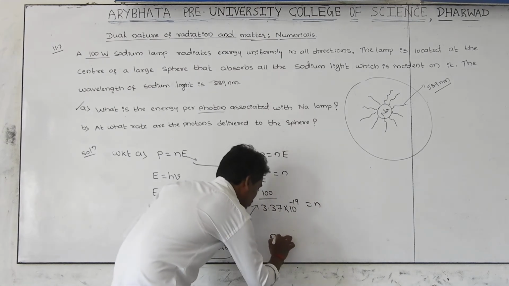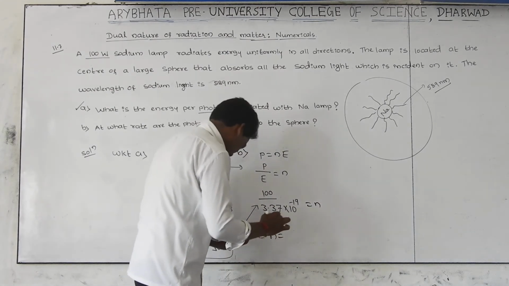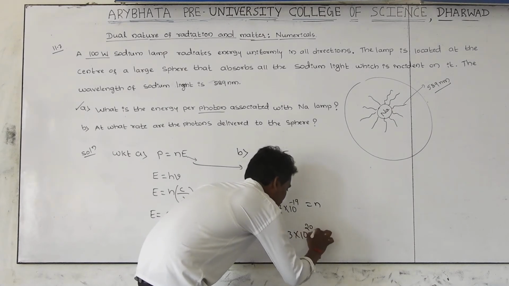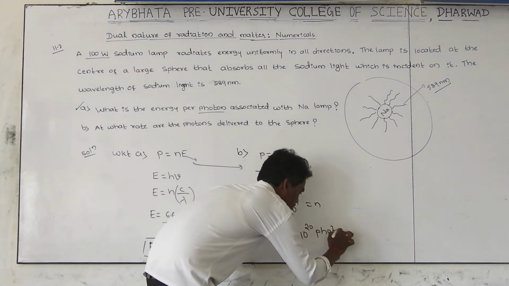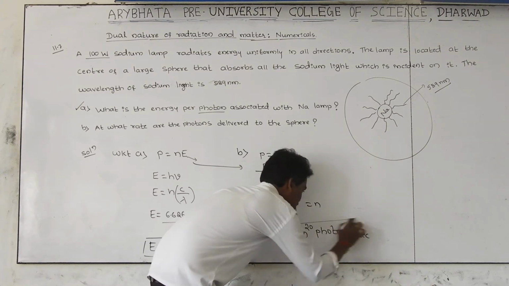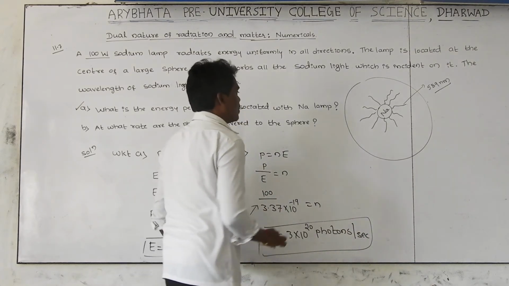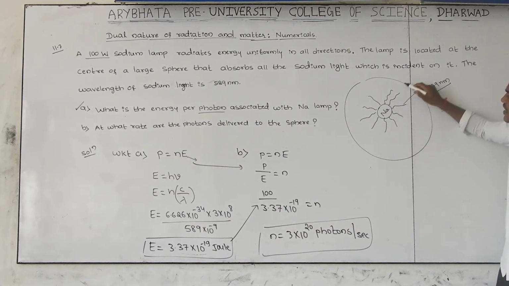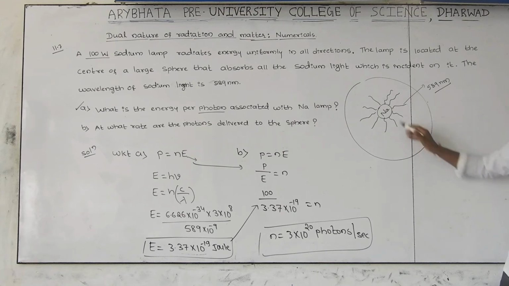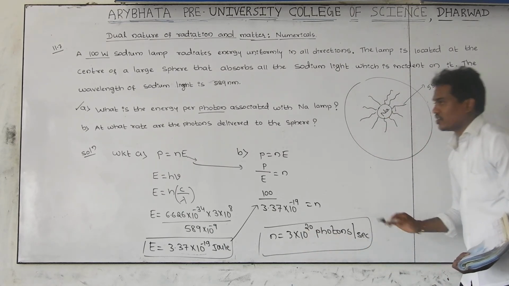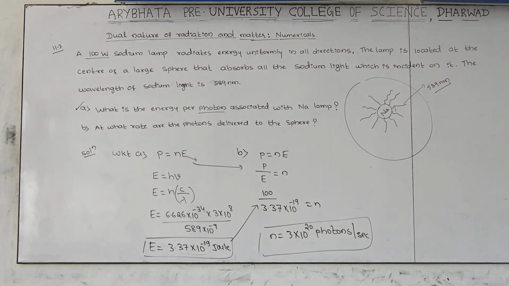Then N becomes 3 into 10 to the power 20 photons per second. This is the second one. It means that the total number of photons emitted by the sodium lamp is 3 into 10 to the power of 20 photons per second. And this is the second answer.